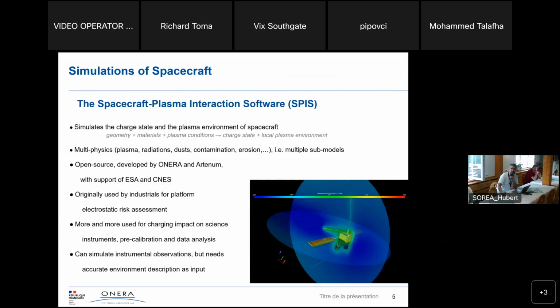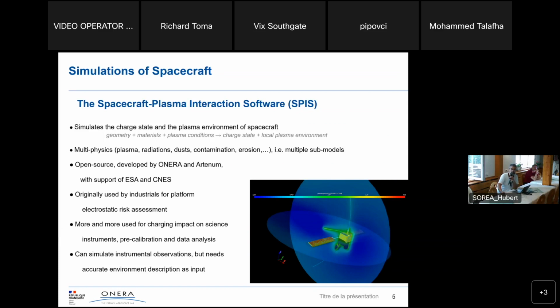To simulate the spacecraft's interaction with the environment, we use another software, which is SPIS. It's a spacecraft plasma interaction software, an open source software developed by ONERA and a small SME, Artenum, in France, with support from ESA and CNES. It simulates the charged states and the plasma environment of the spacecraft. Here you have, for example, a simulation of the electric potential on the surface and in the plasma around Solar Orbiter when it will be at the closest distance from the Sun.